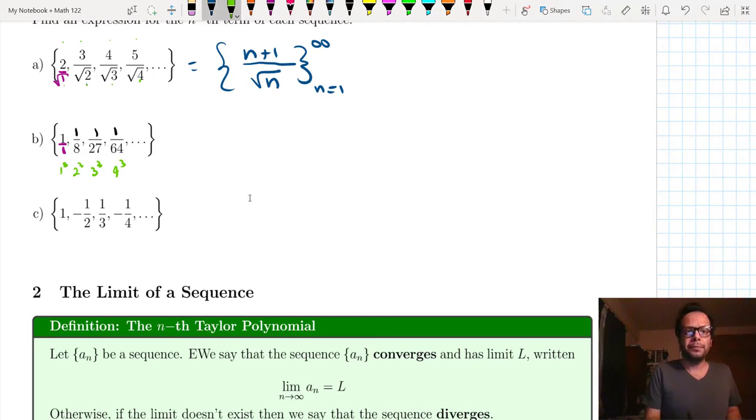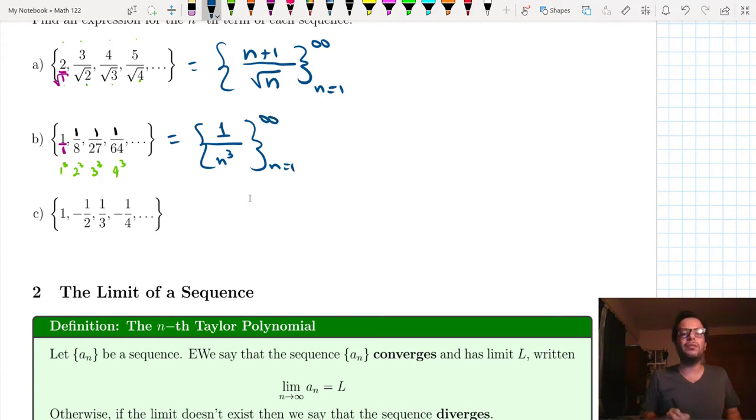So in the numerator, we will always have a 1 that never changes. The denominator is just n cubed. Starts at n equals 1, goes all the way to infinity. All right.